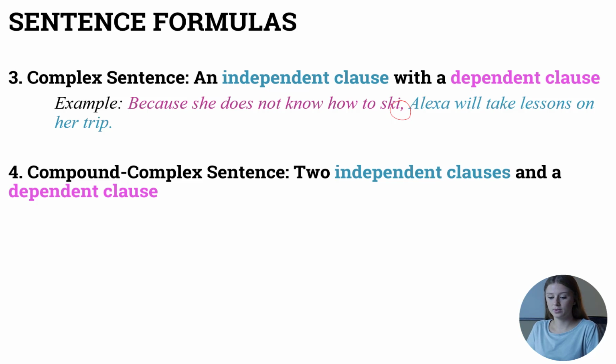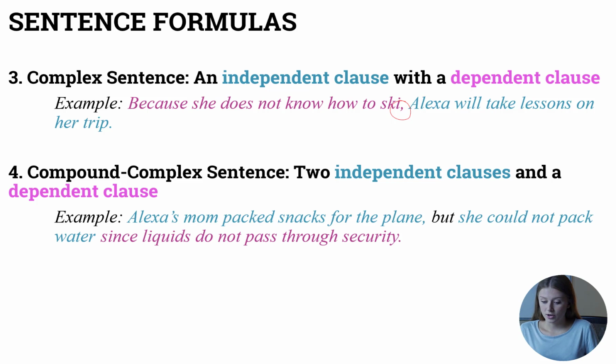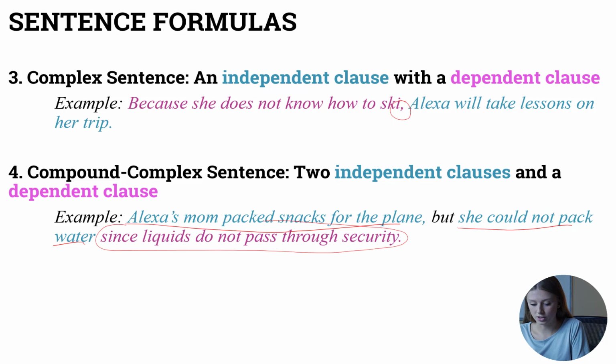Now a compound-complex sentence combines a compound sentence and a complex sentence. So we have two independent clauses and a dependent clause. In our example, Alexa's mom packed snacks for the plane, independent clause, but she could not pack water since liquids do not pass through security. Notice that we have our comma and conjunction, very important to separate our two independent clauses, and that we don't have a comma before our subordinate conjunction that introduces the dependent clause.